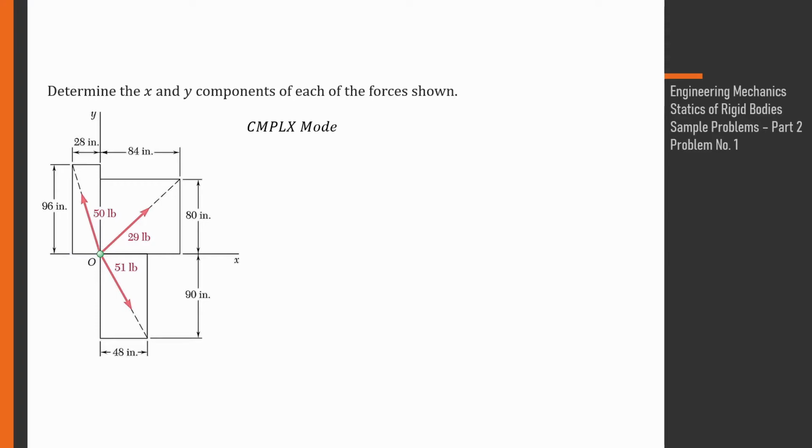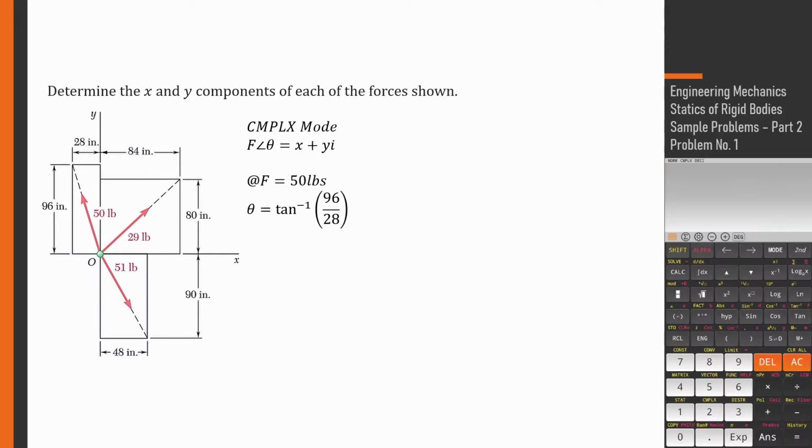There's another way, the complex mode in the calculator, in the form R or force, and then angle theta, which will give a result of x plus yi. Or in the complex form, a plus bi. So for the 50-pound force, here's your theta. So complex mode.